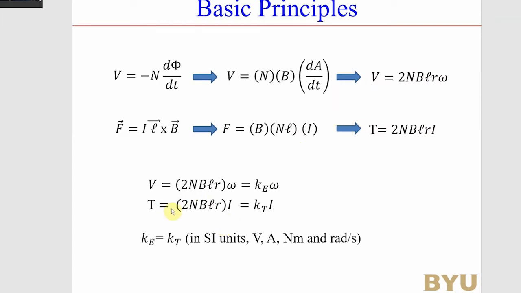So if we reorganize these, you see that they both have these coefficients. So the voltage is equal to some coefficient times the speed. The torque is equal to some coefficient times the current. And you see that these two terms are exactly the same. So the induced voltage coefficient and the induced torque coefficient are equal as long as you're using SI units, which means volts, amps, Newton meters, and radians per second.